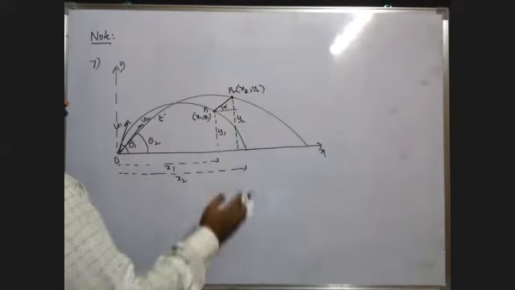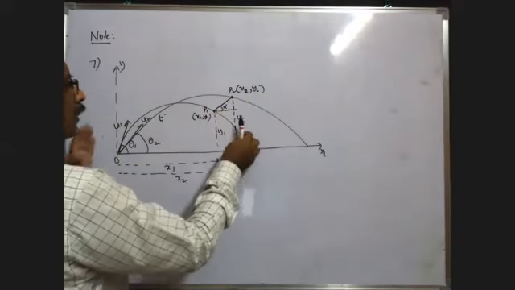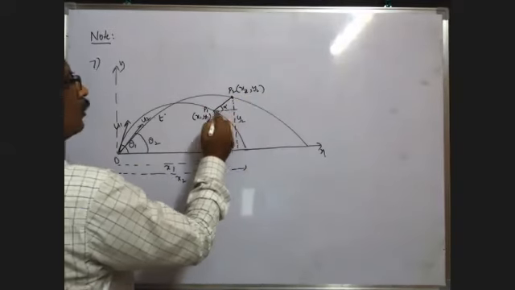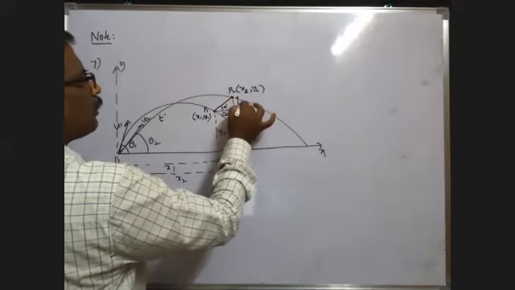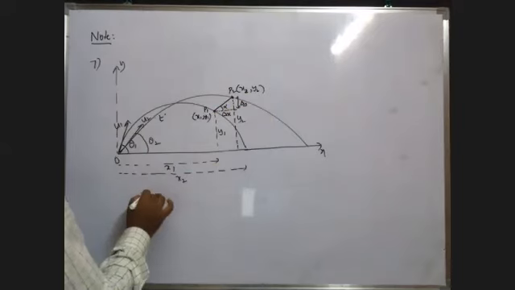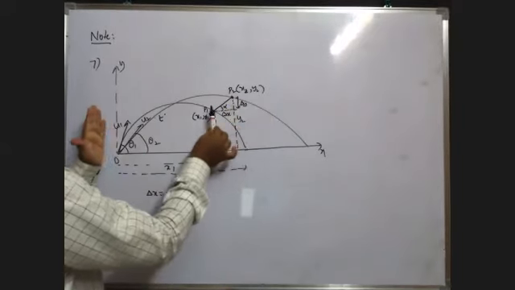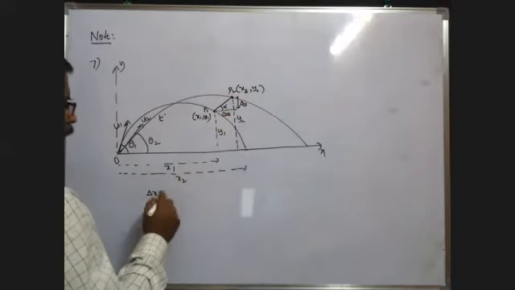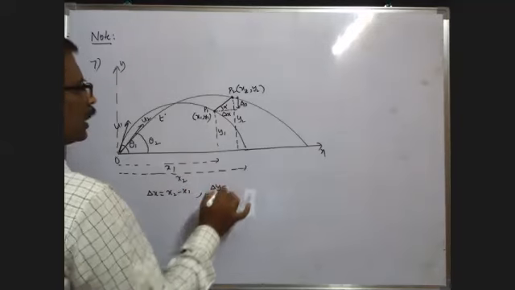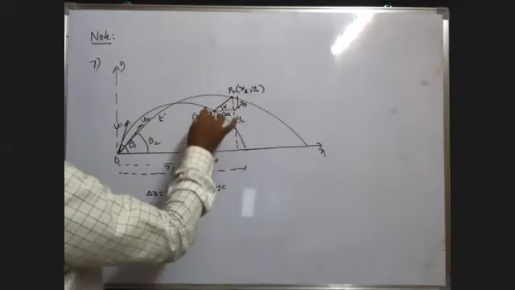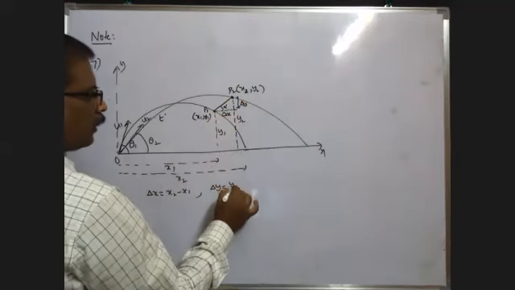Now what is the difference between x2 and x1? x2 minus x1, this distance minus this distance, is equal to this distance. It is delta x. Similarly, this distance is delta y. So delta x is equal to x2 minus x1. What about delta y? Here it is y2, here it is y1. Delta y means y2 minus y1.